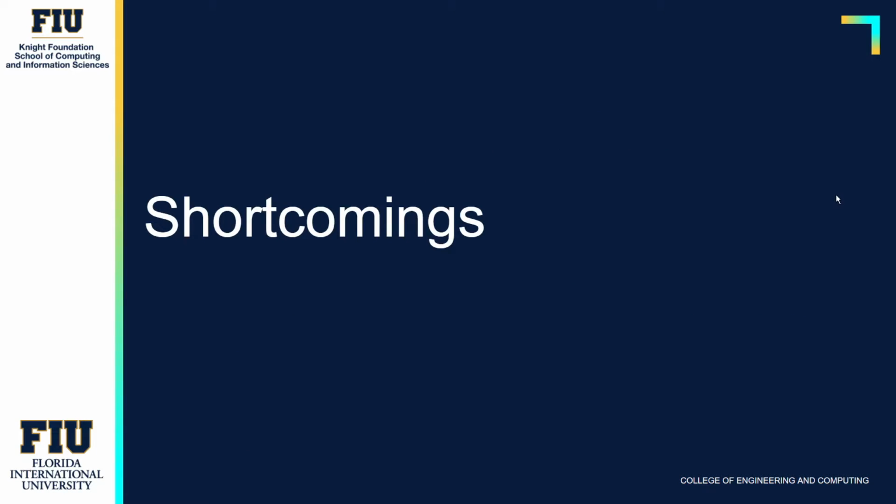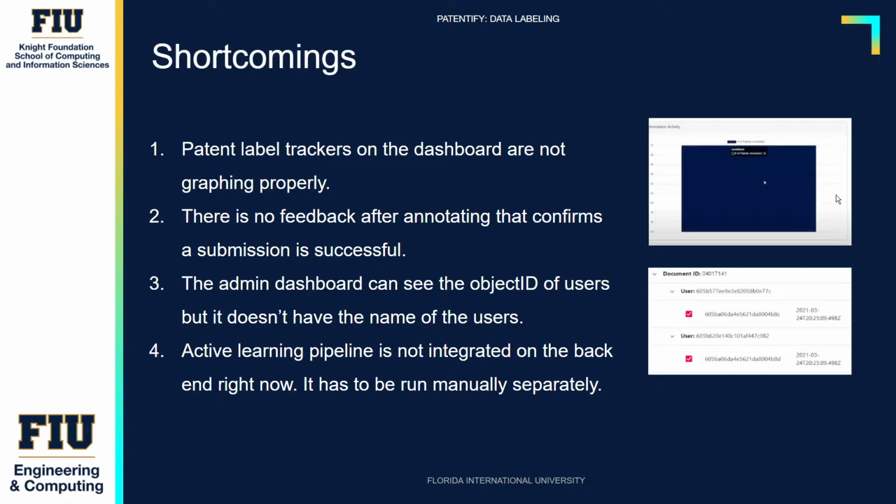First is our shortcomings. We have four significant shortcomings in our project. The first one is patent label trackers on a dashboard are not graphing properly. As you can see on the right side, the first image shows one of the bar graphs for annotator activity. The biggest issue we have with these bar graphs is that all of them are labeling at 32. There's no difference between any of the bar graphs, and we hope to fix that in the future so that we can show some accurate information on a dashboard.